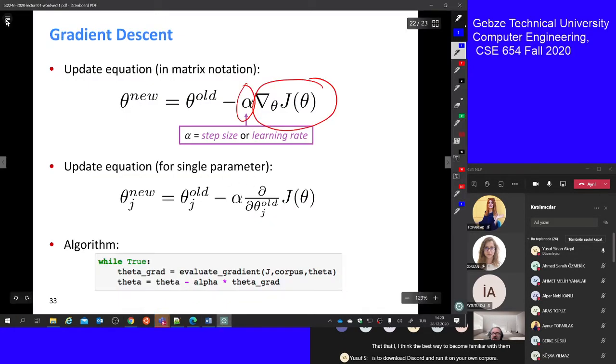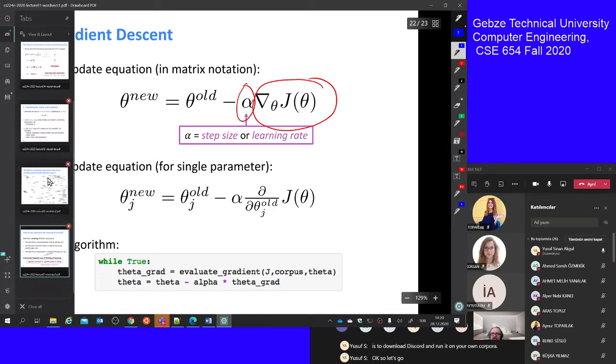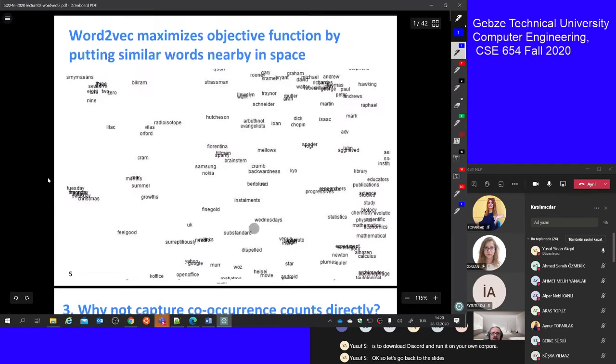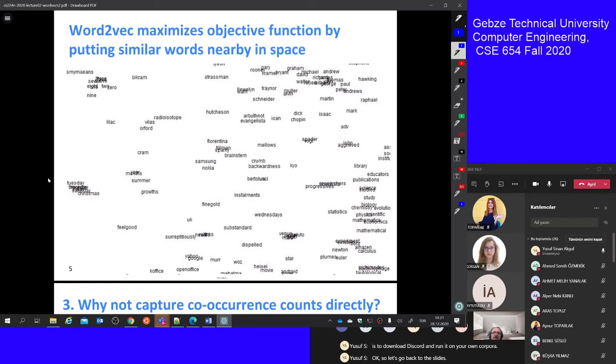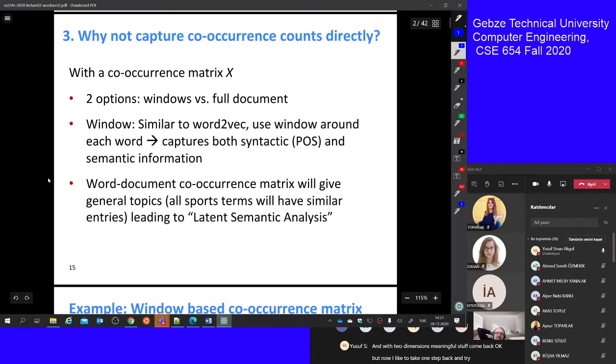Yes, thank you, sir. Okay, so let's go back to the slides. Once we calculate our vectors, we can use singular value decomposition, principal component analysis, or t-SNE to visualize them in 2 dimensions, and with the 2 dimensions meaningful stuff comes back. But now I'd like to take one step back and do something more classical than word2vec. We will call it a co-occurrence matrix.